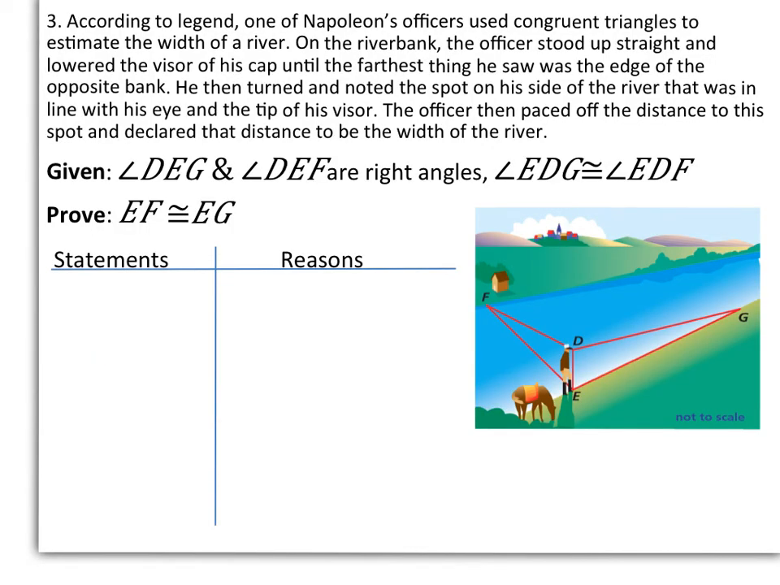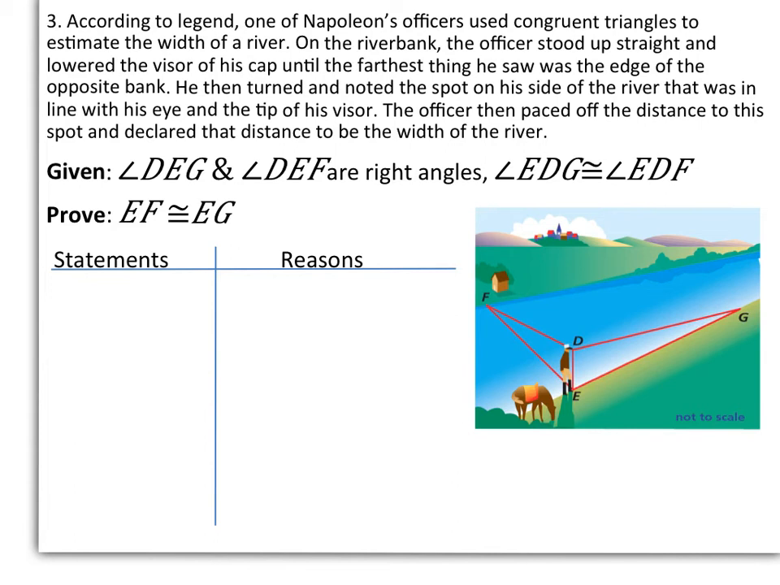Number 3 says, according to legend, one of Napoleon's officers used congruent triangles to estimate the width of a river. On the riverbank, the officer stood up straight and lowered the visor of his cap until the furthest thing he saw was the edge of the opposite bank. He then turned and noted the spot on his side of the river that was in line with his eye and the tip of his visor. The officer then paced off the distance to this spot and declared that distance to be the width of the river.